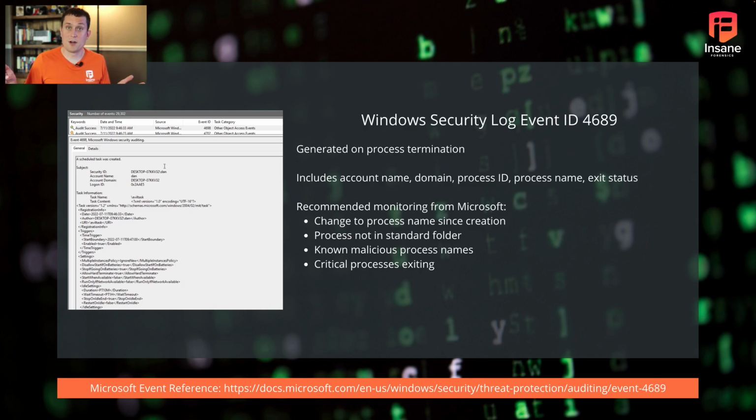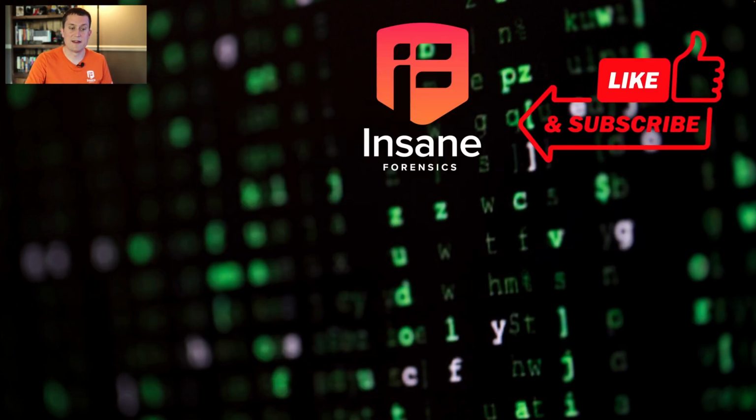Or critical processes exiting. If you're doing a threat hunt, or an incident response case and you're trying to figure out why this machine or this application crashed, you can begin by looking at critical processes exiting.